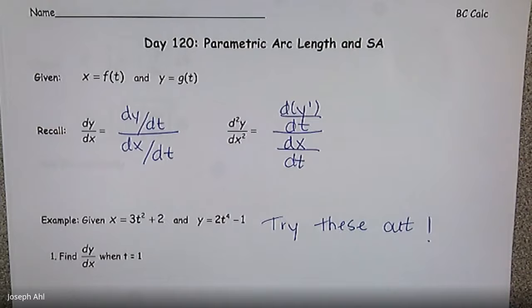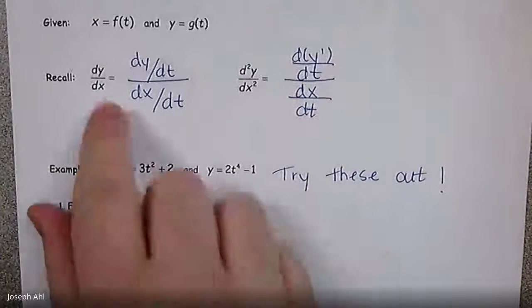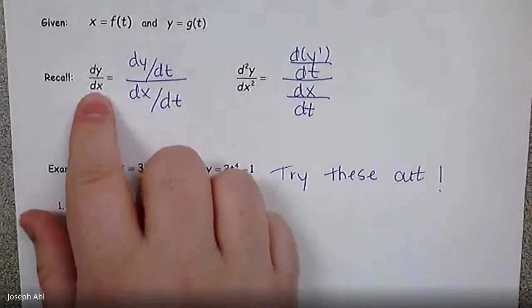Day 120 is about parametric arc length and surface area. Arc length and surface area are definitely topics we studied back in chapter 6 when we started talking about applications of integrals. And today we get to apply that and see what it looks like from a parametric equation perspective.